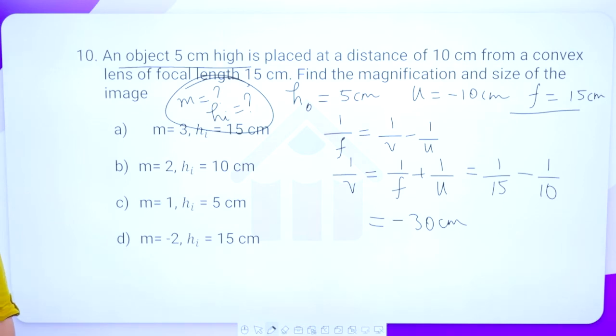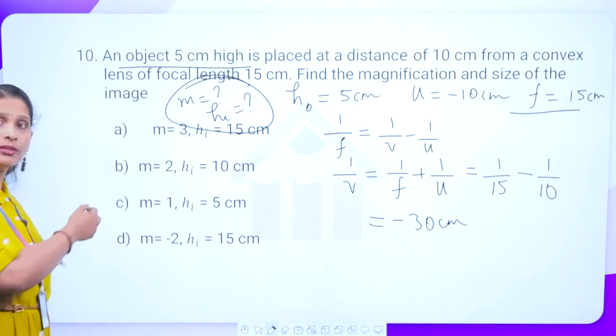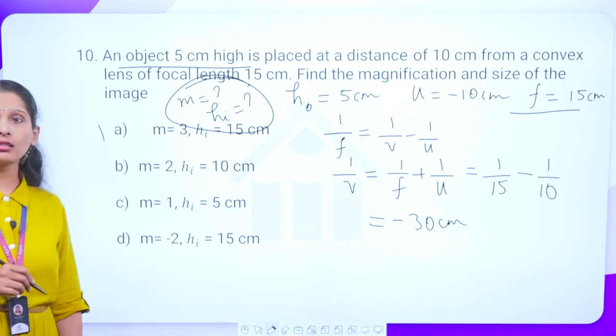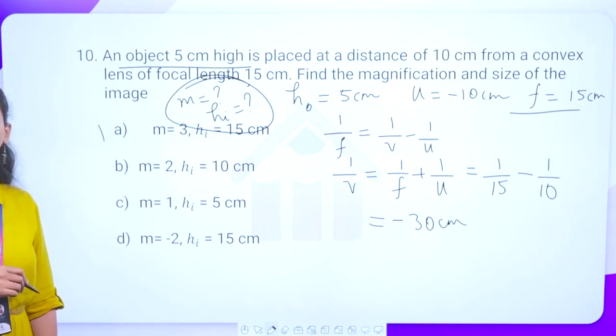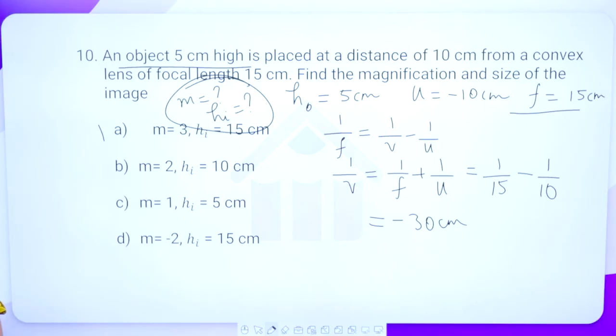So, I have got answers right now. Most of them are behind option A, I guess. There is Diya, Vaiga, everyone is behind option A. So, let's check it. You have v equal to minus 30 now. And all of them are behind option A.